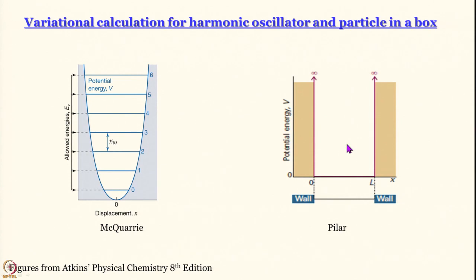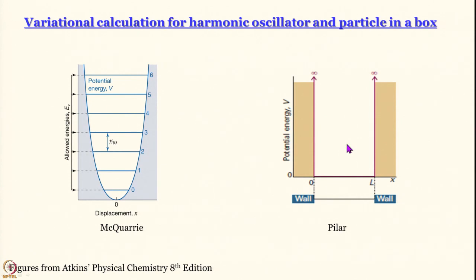Today what we will do is we are going to show you the result. We will run you through the procedure. We will not solve everything, we will not work out everything, but we will just give you hints on how to do it, and we will discuss what kind of results we get for two systems that are very familiar to us. The first one is a harmonic oscillator, the second one is particle in a box.